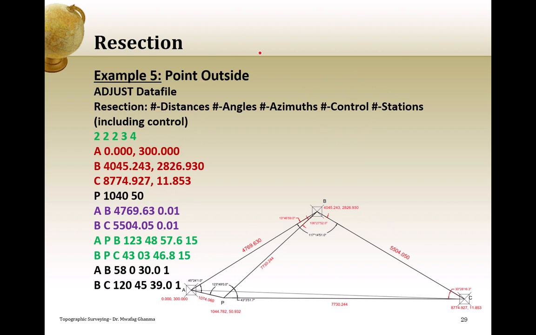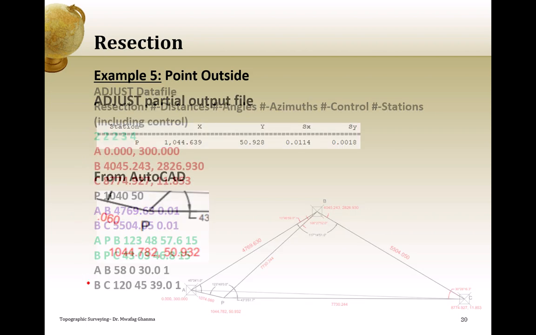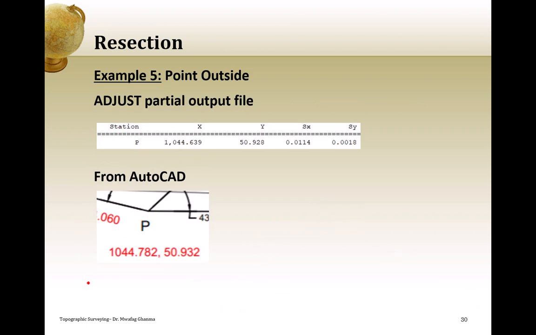So we will prepare the final file. As we said, we have 2 distances and 2 angles and 2 azimuths, 3 control stations, and 4 total number of stations. These are here. Then we will give the file to the adjust program, and these are the results. Always we compare the AutoCAD actual coordinates with the coordinates that we got from the least squares adjustment. This is the end of the presentation about the resection method.